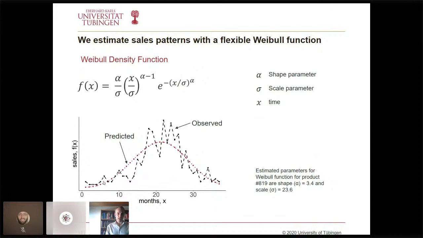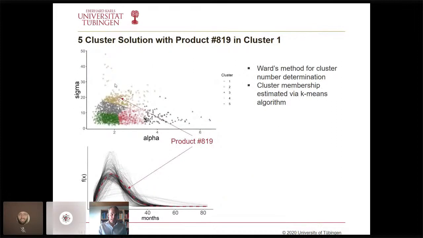So what you see here, the dashed line is for just one example product, 819. You see the observed sales, it's a black line. The red line is the predicted sales volume based on this very flexible two-parameter function. We just need a shape parameter and a scale parameter. And we fit such a curve for every product that we have in our sample. And then we cluster those into 5 distinct clusters in order to be able to describe these clusters with the visual characteristics that we extract.